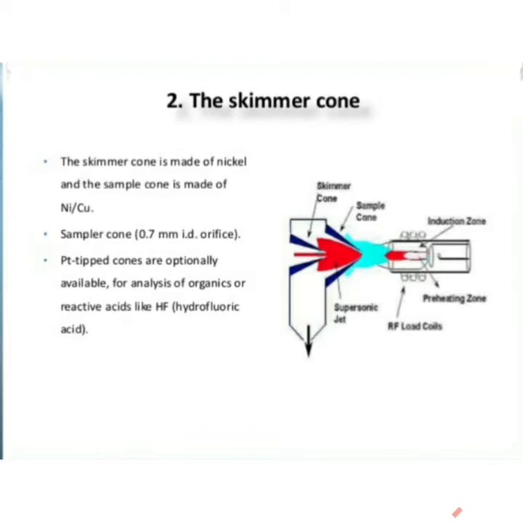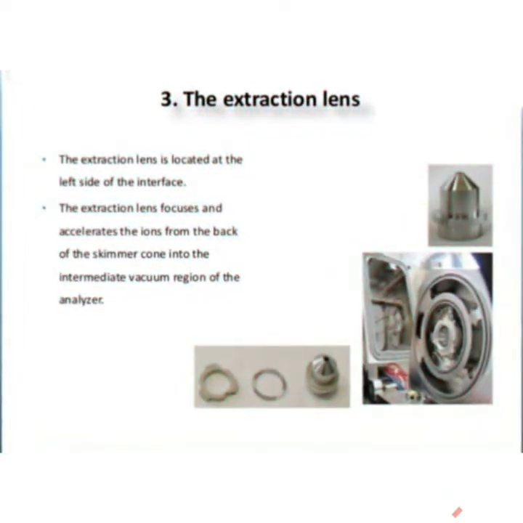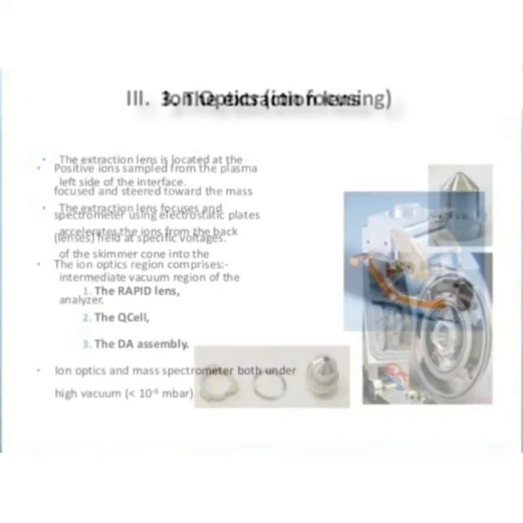After the skimmer cone, the third one is the extraction lens. The extraction lens is located at the left side of the interface. The extraction lens focuses and accelerates the ions from the back of the skimmer cone into the intermediate vacuum region of the analyzer. Next is the ion optics, ion focusing.